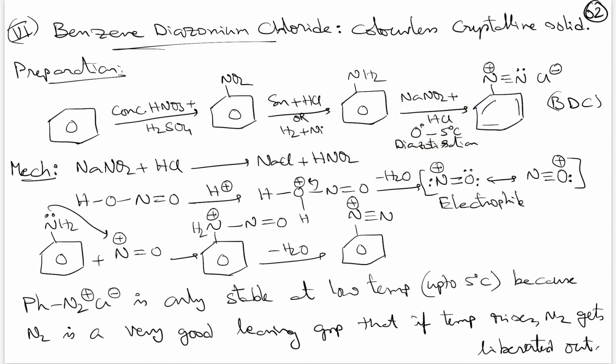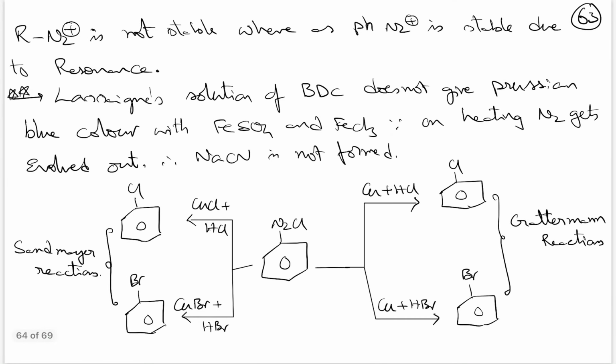Now this benzene diazonium chloride is only stable at a low temperature. That point also I told you, only stable up to 5 degrees Celsius, because N2 is a very good leaving group, that even a slight increase in temperature will eliminate the N2 molecule. Then RN2+ is not stable even at low temperature. PhN2+ is stable because resonance is there, whereas in RN2+ resonance is not there, therefore it is not stable.